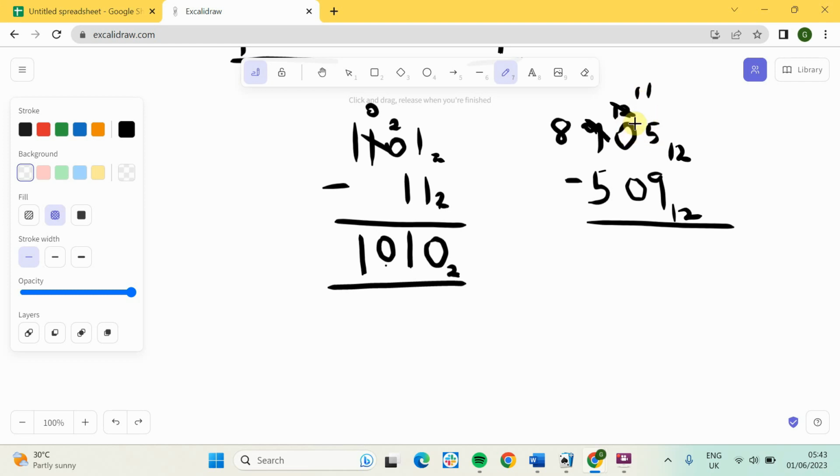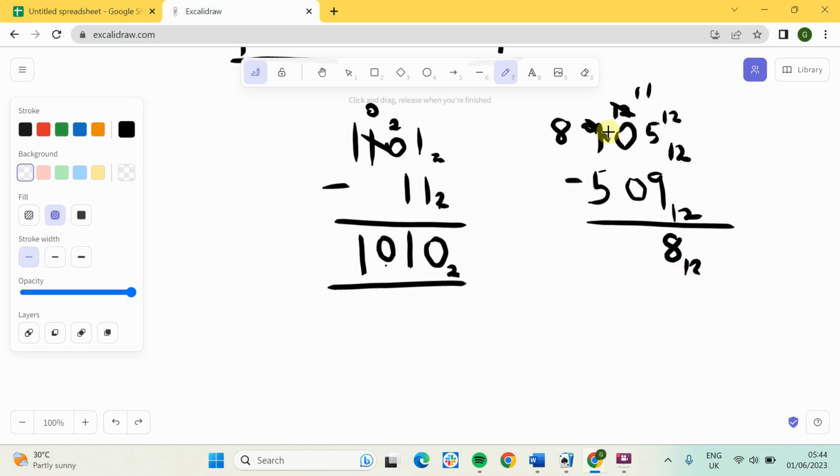So this, I'll carry over to this one, which is, what will I carry over to this one? I'll carry over the base, which is what? Base 12, right? So 12 plus 5 is 17. 17 minus 9 is what? Is 8 in base 12.